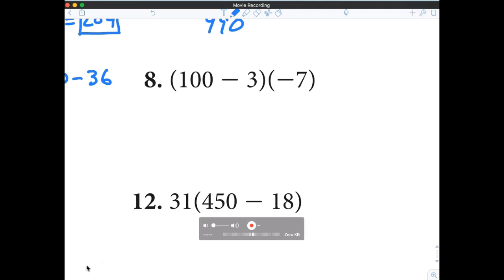Right. Is it positive or negative, though? Negative 700. Now, what's negative times a negative? Positive. What's 3 times 7? Positive 21. Now, Caroline, one more time. Do I add these or subtract them?